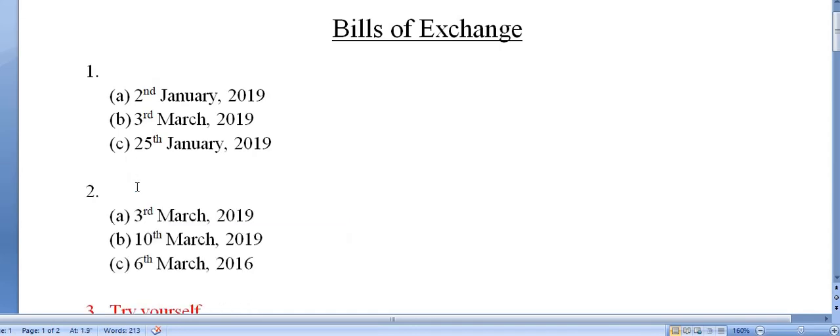Now we are in question number 2. A bill payable 2 months due date is drawn on 31st December 2018 and accepted on 5th of January 2019. It is starting from 31st only because it is not after sight. The maturity date will start from the date of the drawing of the bill. Although it was accepted on 5th of January, the maturity date will start from 31st December only.